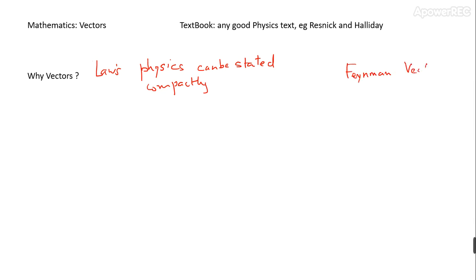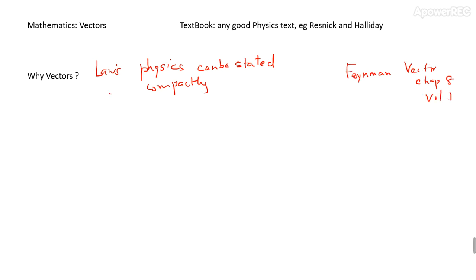So I'll simply write down an answer saying that the laws of physics can be stated very compactly and elegantly with vectors, and also vectors facilitate calculations, which will be very efficient. But I would also at this stage like to direct you to Feynman's chapter on vectors. I think it's chapter 8 in volume 1.